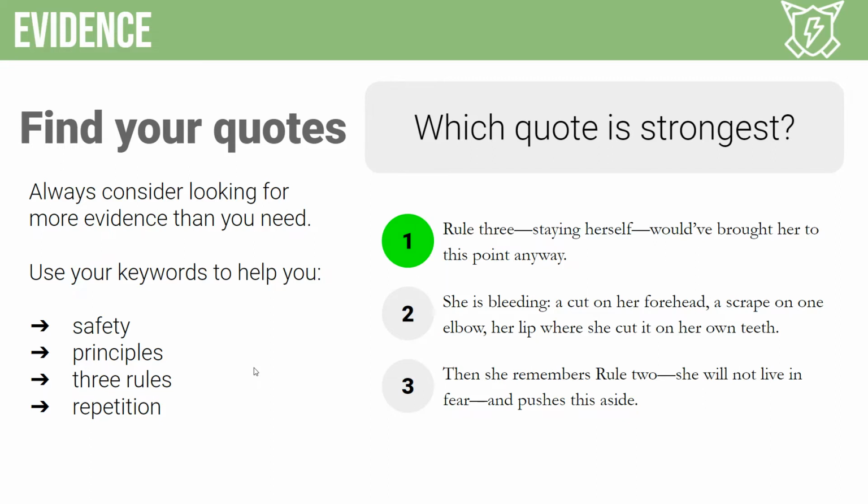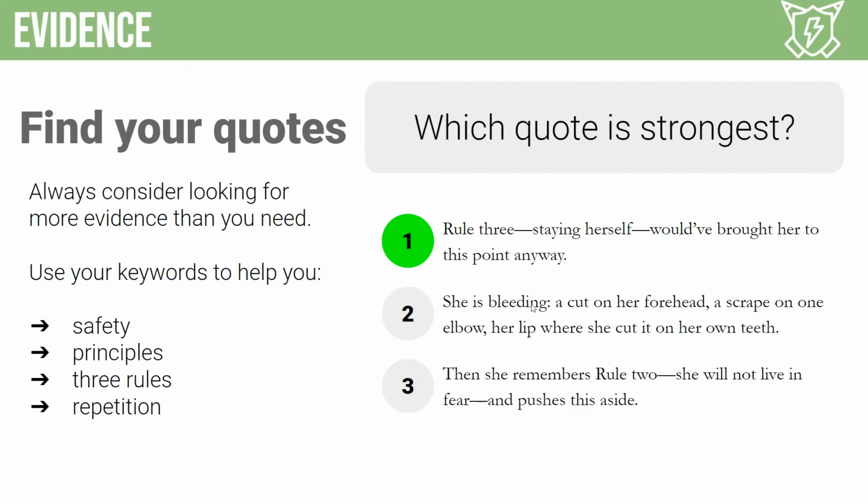Hopefully you said number one. I believe number one is the strongest. What we do get a little bit is, if you remember the story well enough, you know that the point she's being brought to is the decision to continue to be valedictorian and eventually be taken beyond the firewall. So if we know that has to do a little bit with safety, staying herself is one of her principles. It's got the 3 rules, which is also part of the repetition in the story.